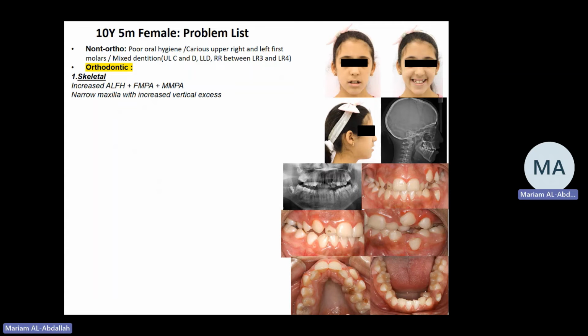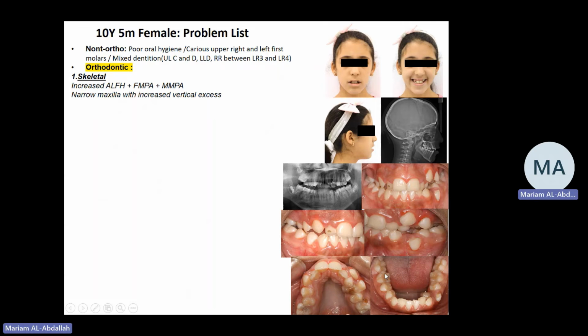Okay, so this is a young patient, 10 years and 5 months, who is complaining of a buccally displaced canine, as you can see here. She also had both her sisters having orthodontic treatment, and she wants to have treatment the same as them. So just to have a look at the extraoral photos, radiographs, and intraoral photos, we need to look at our problem list. Non-orthodontic problems, obviously poor oral hygiene, some gingivitis at some local areas.